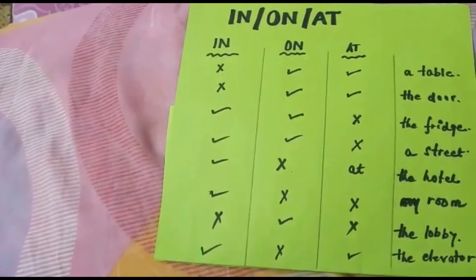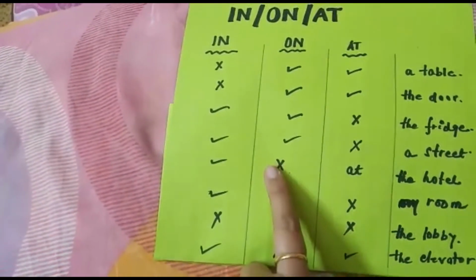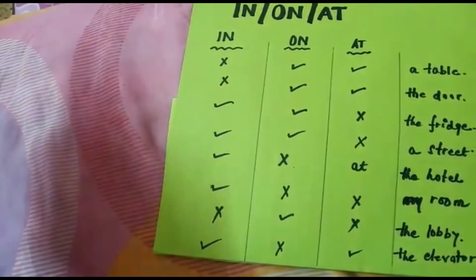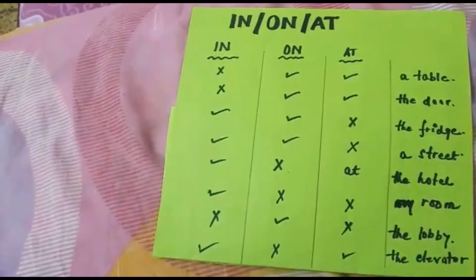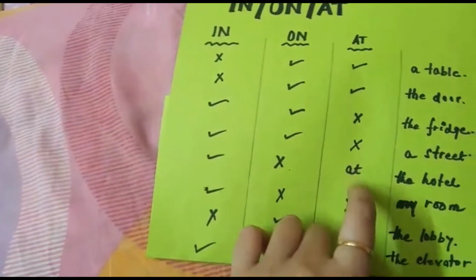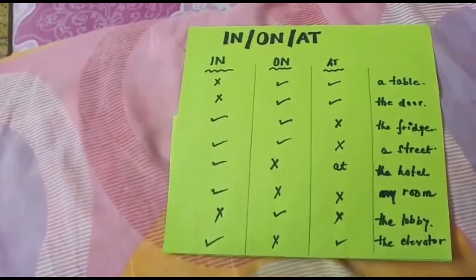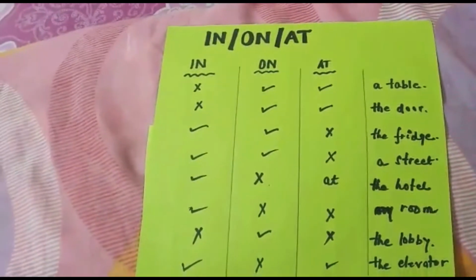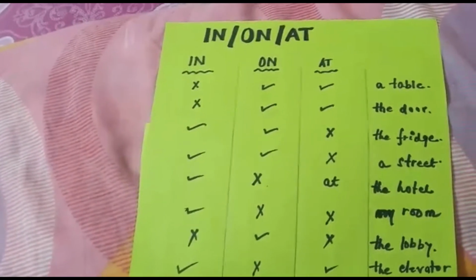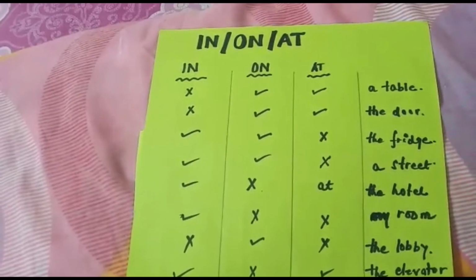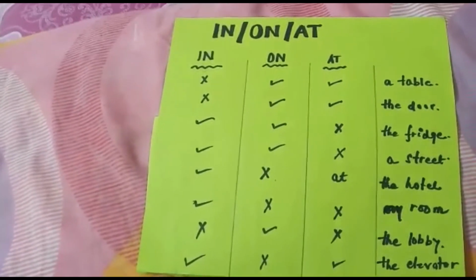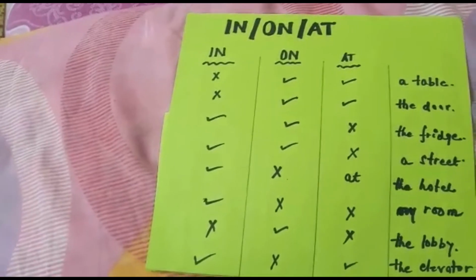Next is hotel. We do not use "on" with hotel because "on" means one object touching the surface of the other object. With hotel we use "at" most of the time. For example, my friend has called me, okay, and he asks me, "Where are you?" What I will tell him, "I'm at the hotel." Exact location I'm telling him. So now my friend knows that I'm at the hotel. He knows my exact location.